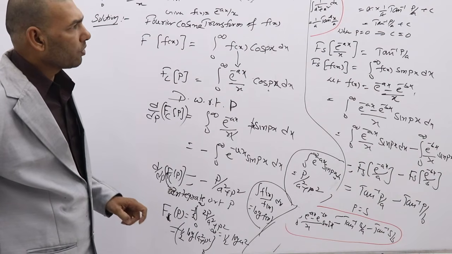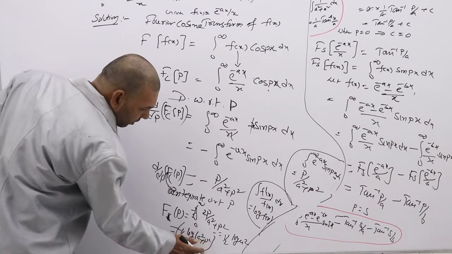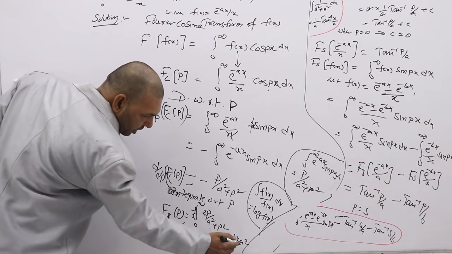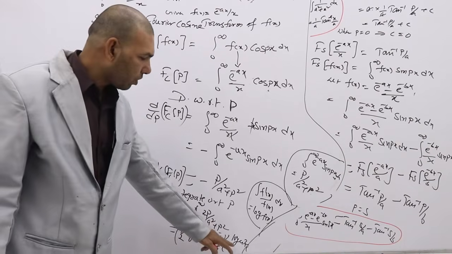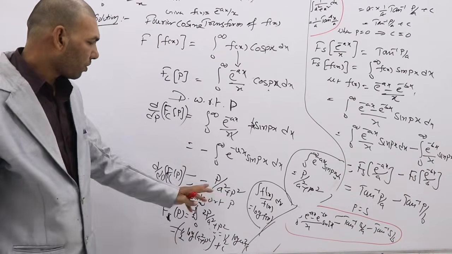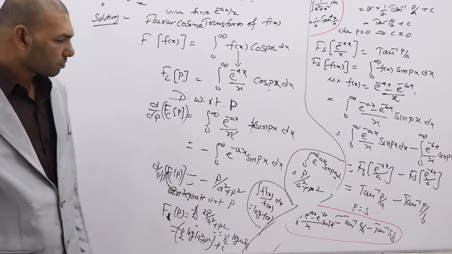Okay, any doubts you may express. Here there is no need to substitute limits now. Here no need to substitute limits, the problem ends here. Minus 1 by 2 log a square plus p square, there itself. Here no limits, simply integration, no limits.